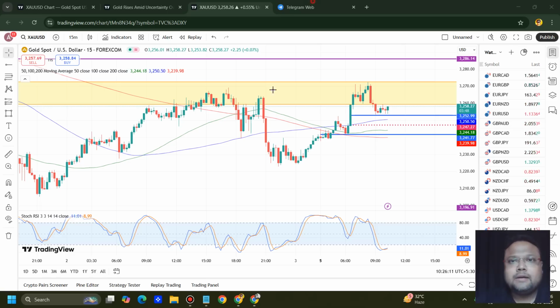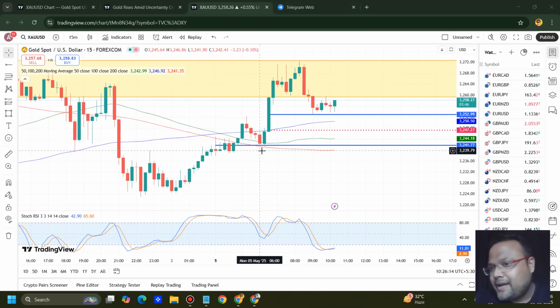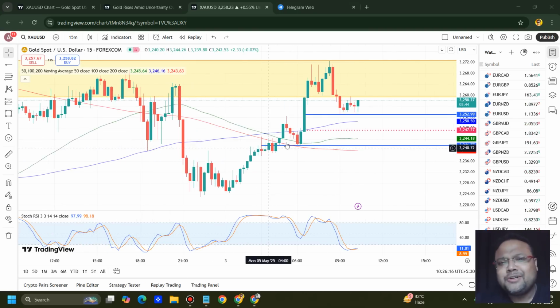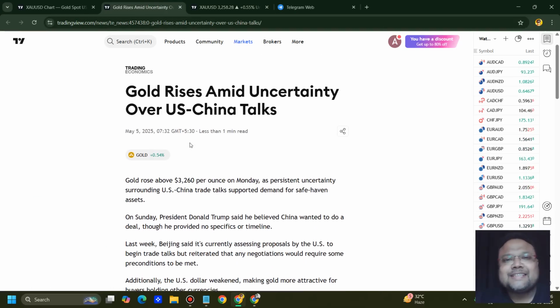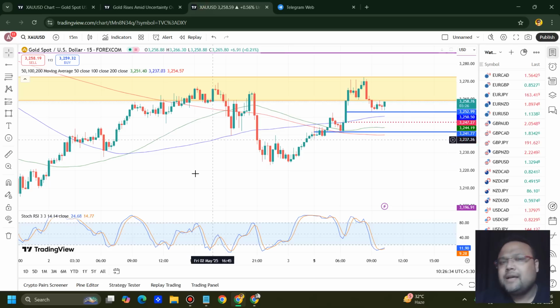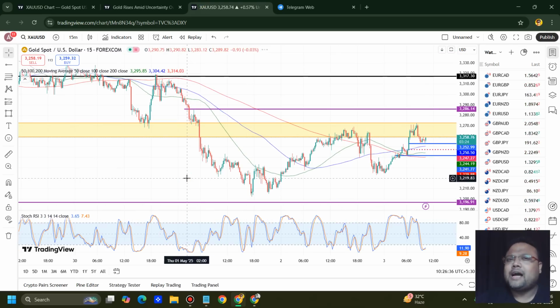So let's get started. My dear friends, the market is open and we can see that gold has shown a good amount of upside after the market opening. Gold rises amid uncertainty over US-China talks. Gold rose about 3260 per ounce on Monday as persistent uncertainty surrounding US-China trade talks supported demand for safe haven assets. As we all know, gold almost touched the high of 3500 because of the trade war tension.